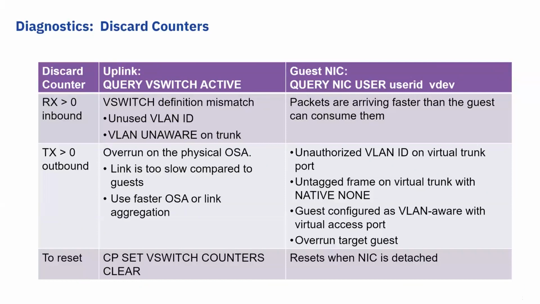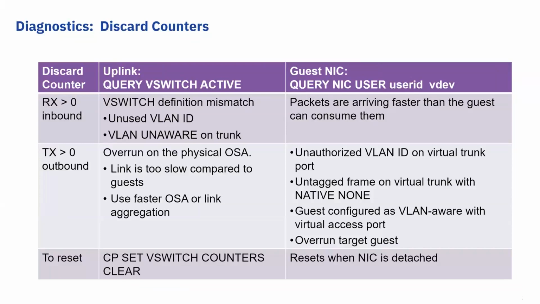In the discard counters, we have transmission and receive counters, and we have them on the uplink and on the guests. How I look at them is different. When you want to query the uplink counters, you do a query vSwitch active. When you want to query the guest counters, you need to do a query NIC command. Now, if I'm looking at the receive counters, I'll look at the receive discards. If I see it's greater than 0, what I have is a definition problem.